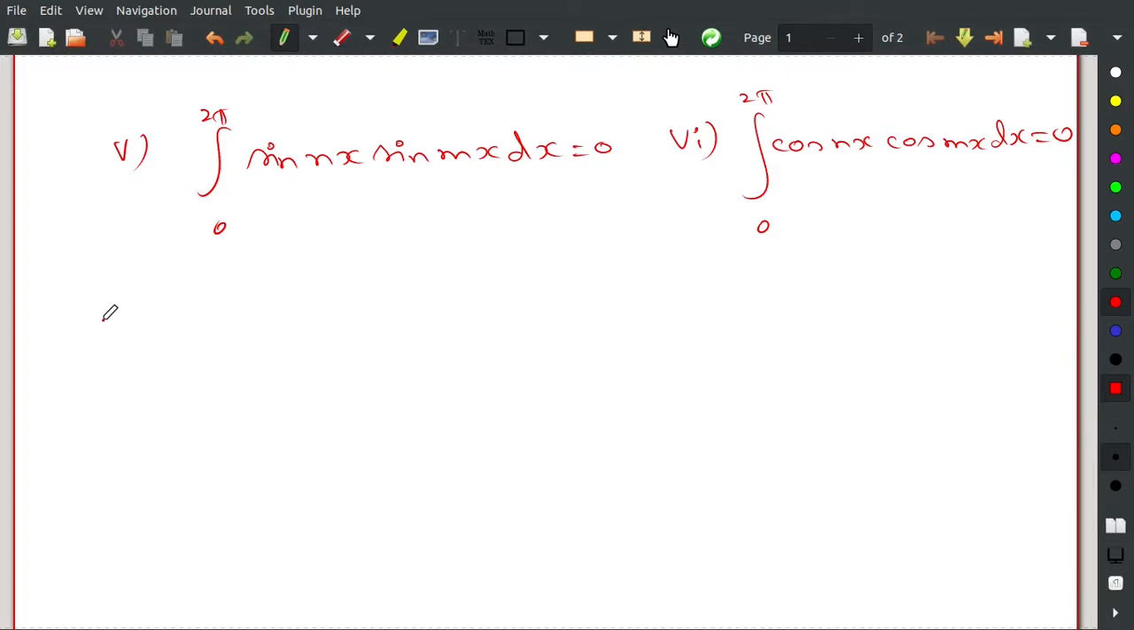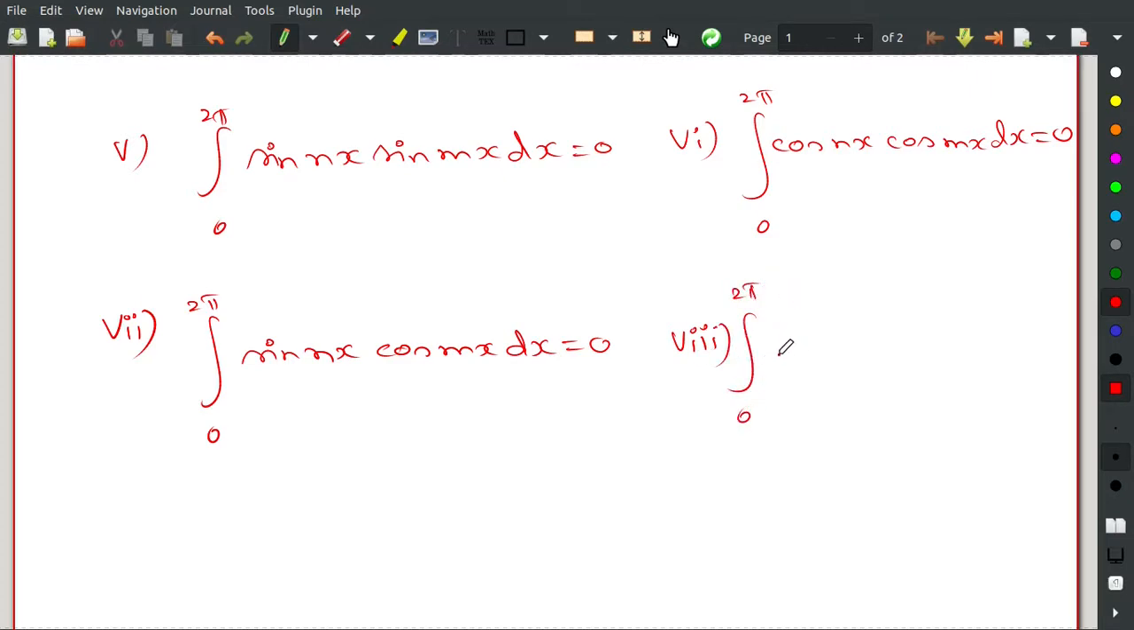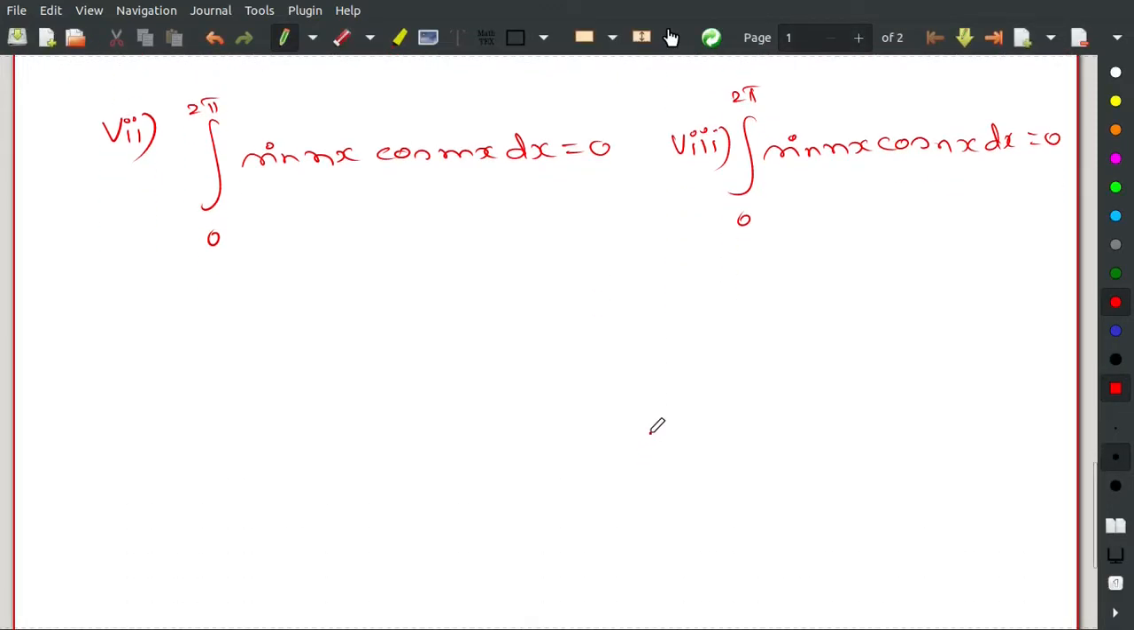The seventh one is integral 0 to 2 pi sin nx cos mx dx equals 0. And the final integral is the eighth one, integral 0 to 2 pi sin nx cos sin x dx equals 0. Okay, so these are some of the important integrals we encounter again and again.